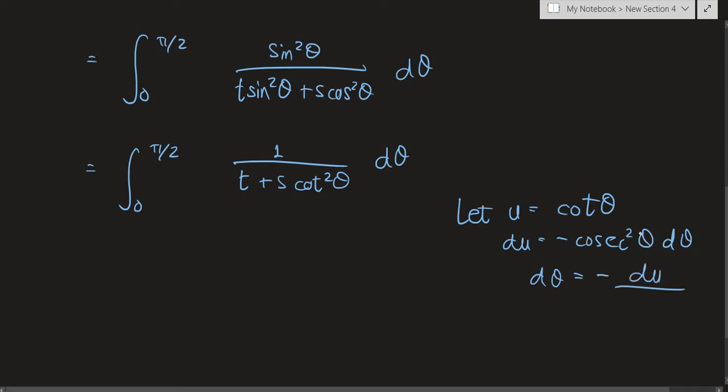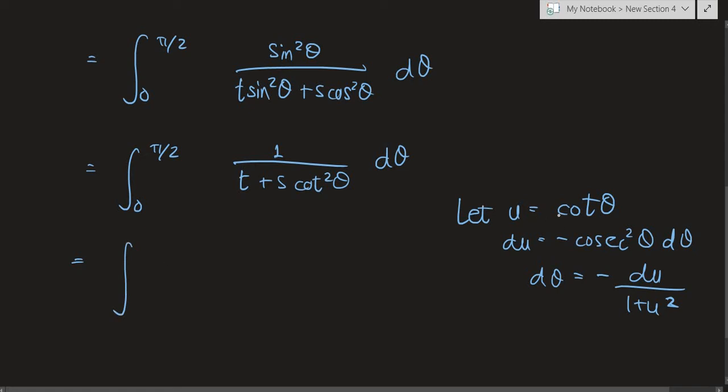How can we write that in terms of u? So notice that 1 plus cotangent squared theta is cosecant squared theta. So 1 plus u squared is 1 plus cotangent squared theta. That is exactly cosecant squared theta. So fine, we have expressed everything in terms of u. Now it's time to substitute.